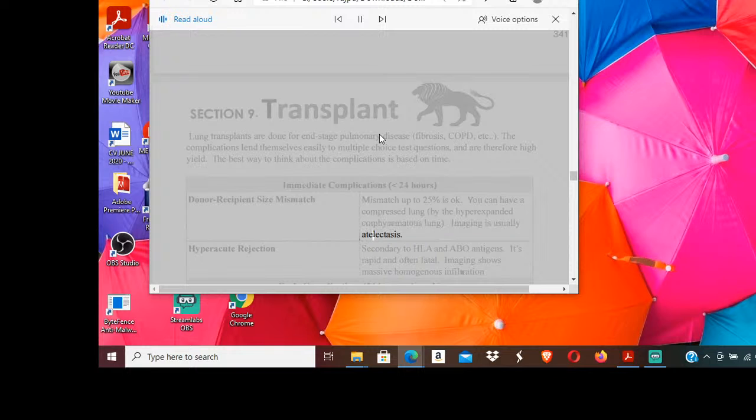Hyperacute rejection: imaging is usually atelectasis. Secondary to HLA and ABO antigens. Rapid and often fatal. Imaging shows massive homogeneous infiltration. Early complications, 24 hours to 1 week.